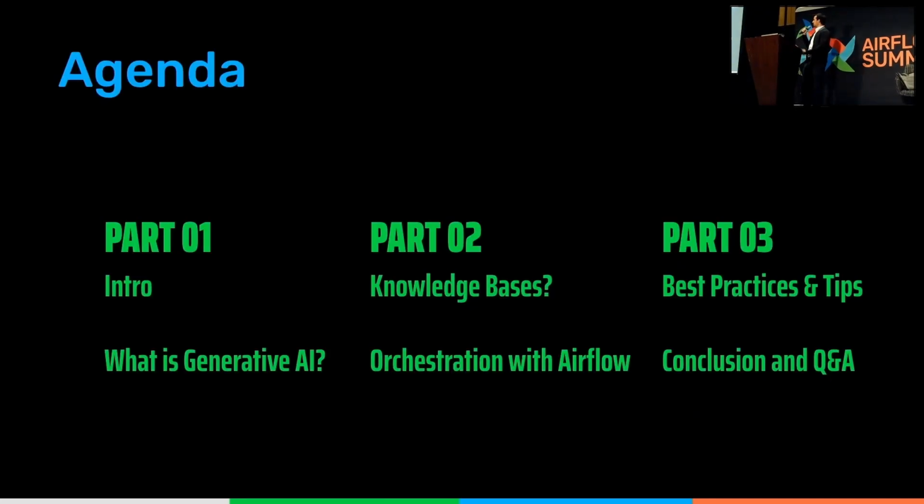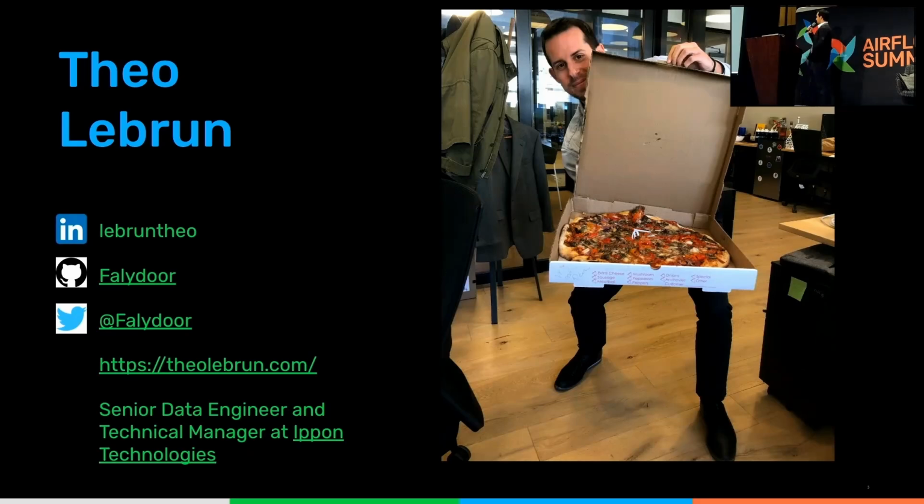So let's just start by looking at the agenda for today. We're going to have three parts. The first part is going to be just a regular introduction: what is generative AI? I'm pretty sure most people in the room know about Gen AI, but I just want to make sure everyone is on the same page. Then the second part is going to be about knowledge bases: what are knowledge bases, and then how you can use Airflow to orchestrate all that. And then finally, the last part would be best practices and tips, and then conclusion and a small Q&A session.